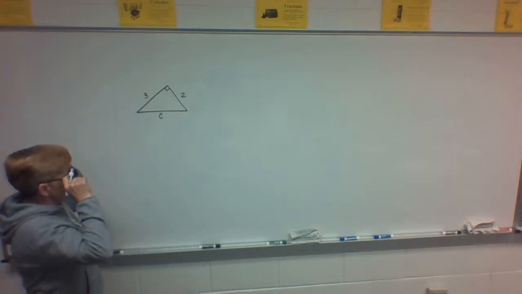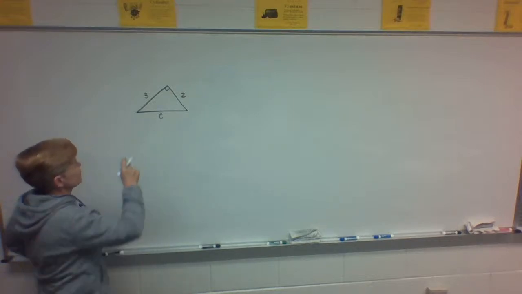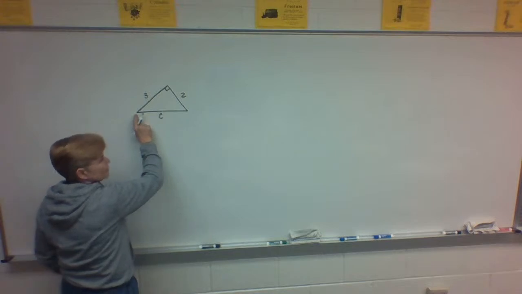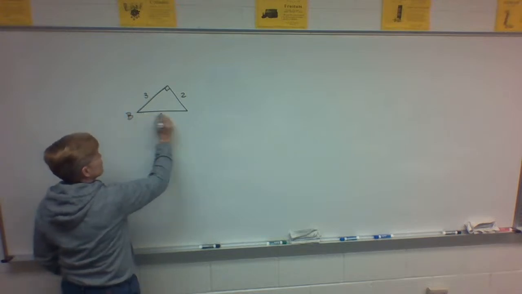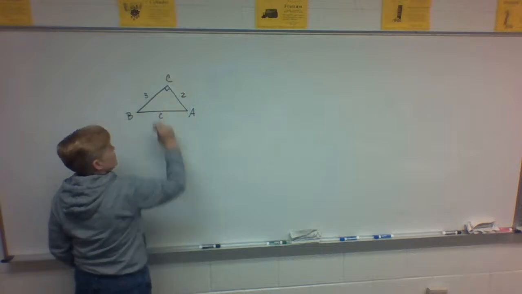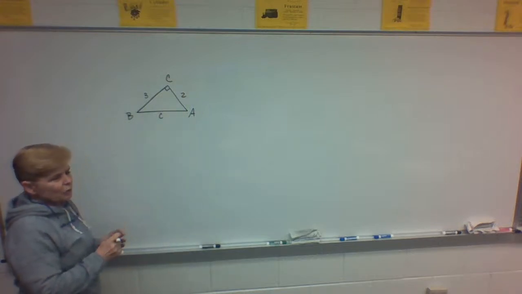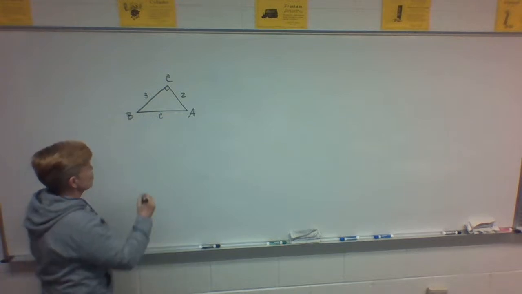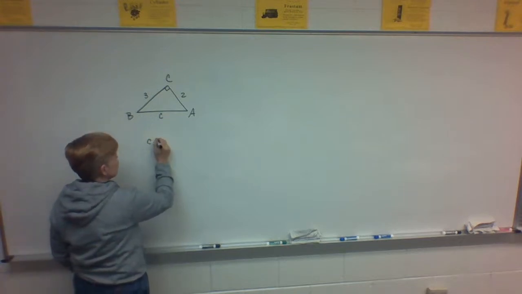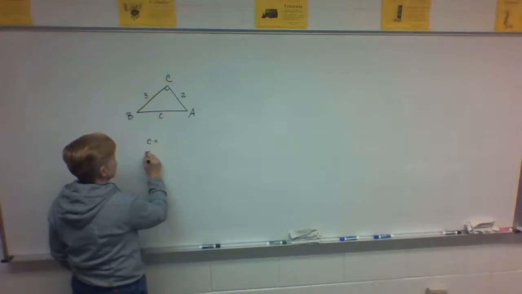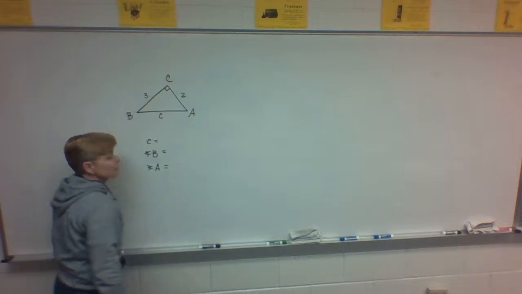Now, do they have letters on these? What is this? B. B? This is A and this is C, right? Yes. And it's kind of important that you have something to reference like that, because your next thing I would recommend you do is list the things you don't know. I don't know little c. I'd like to find that. I'd like to find angle B, and I'd like to find angle A. Those are the 3 pieces missing.